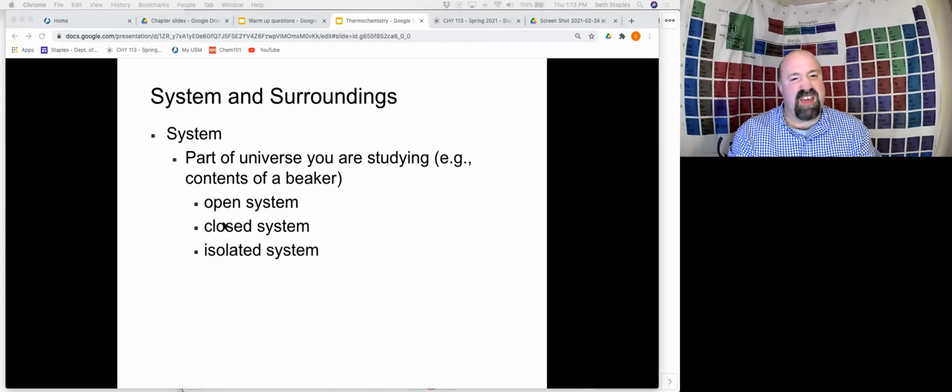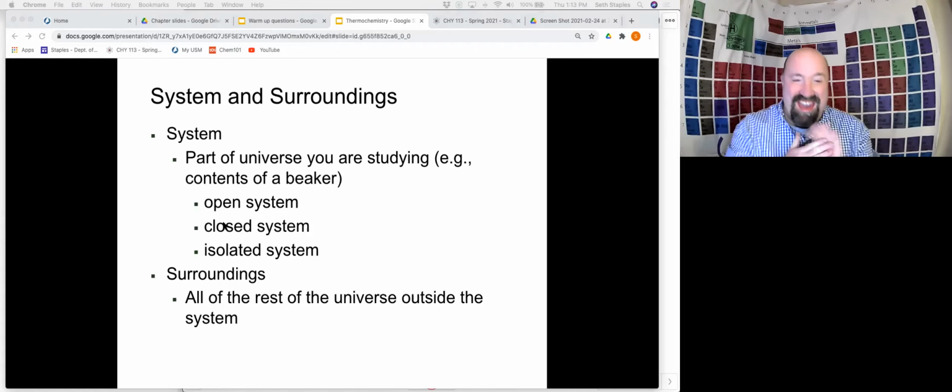We're actually not going to get into that too much. We're not going to worry about that. But the surroundings, technically, is everything else, all the rest of the universe that's outside the system. So that's the technical definition.